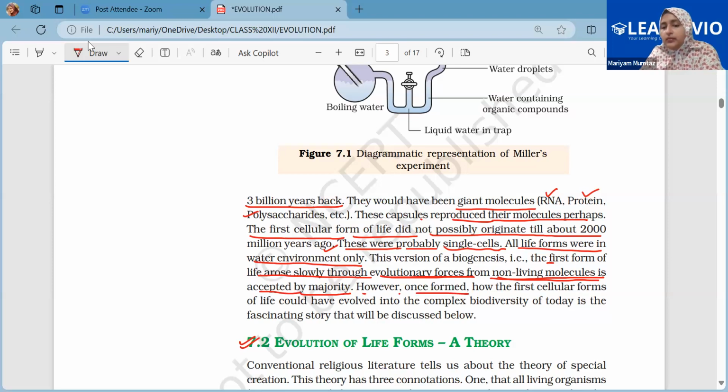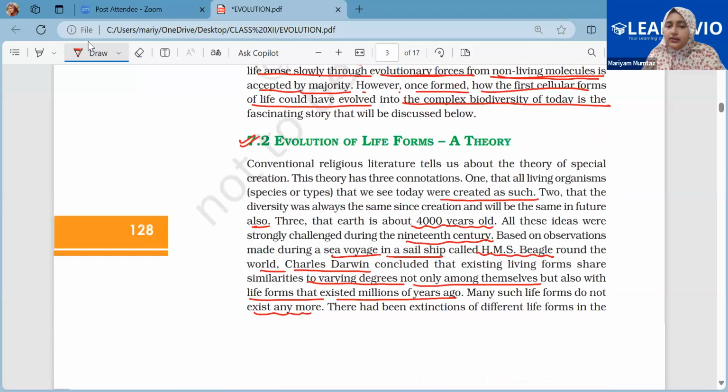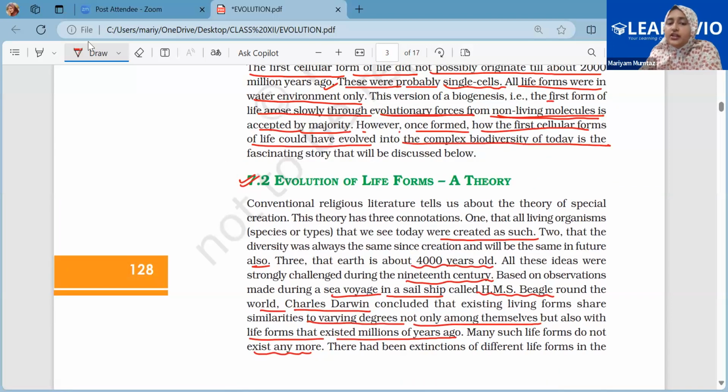However, once formed, how the first cellular forms of life would have evolved into complex biodiversity is again unknown. Now, evolution of life forms, that is a theory. A conventional religious literature tells us about the theory of special creation. This theory has three connotations. One, that all living organism species that we see today were created as such. Two, that the diversity was always the same since creation and will be the same in the future also. Three, that the Earth is about 4,000 years old.